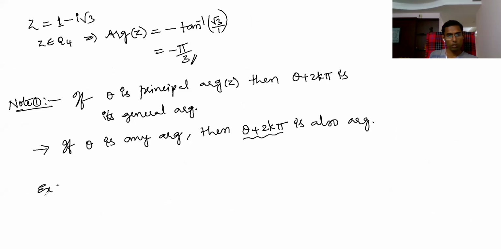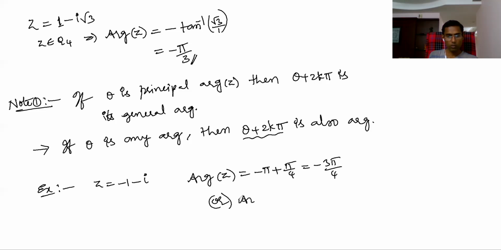So in the example, what is that? z equal to -1 minus i. So the argument of z, you can write like this also. I wrote minus pi plus theta, third quadrant minus pi plus theta. What is theta? Pi by 4. That is minus 3 pi by 4. You can write like this. Or the argument of z equal to pi plus pi by 4, which is 5 pi by 4.